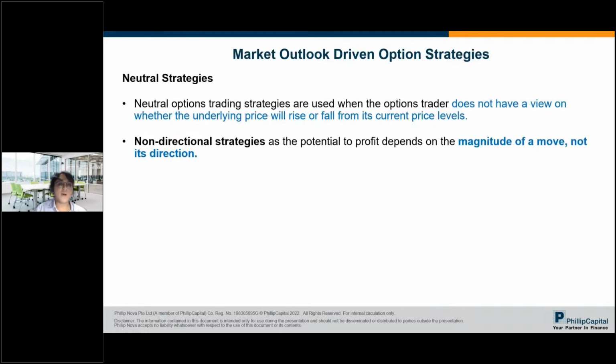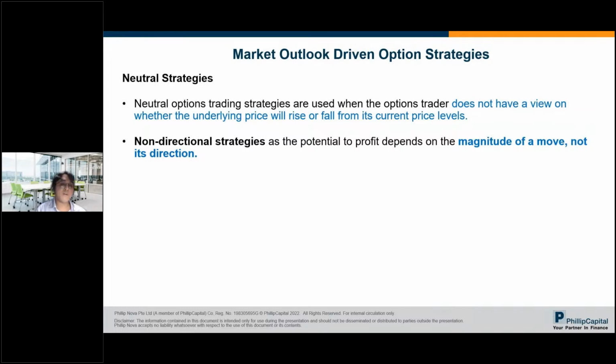Now, lastly, I'll talk about the market outlook driven option strategies. I'll be focusing on neutral strategies. So neutral strategies are essentially used when, as a trader, you do not have a particular view on whether the underlying asset price, whether the Nikkei 225, whether the S&P will rise or fall from its current price. And these strategies are non-directional, meaning that the profit only depends on the size of the move, whether it increases by 2%, whether it increases by 5, or whether it increases by 10%. It doesn't matter about the direction.